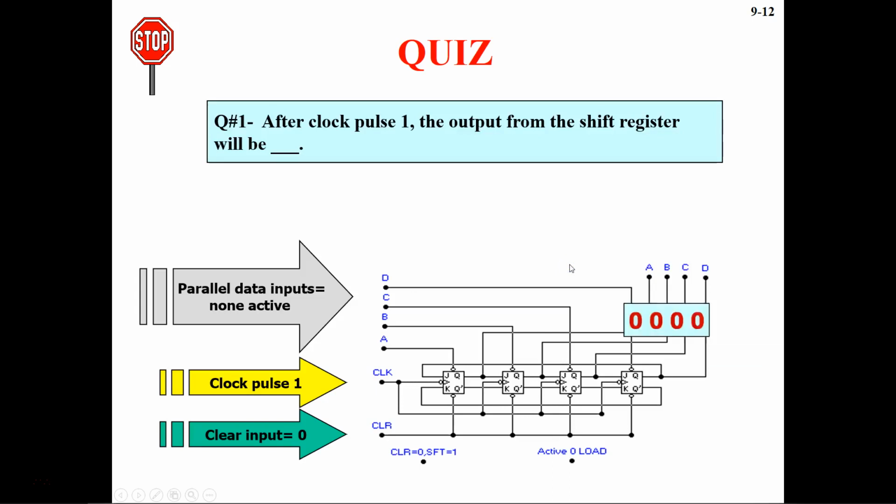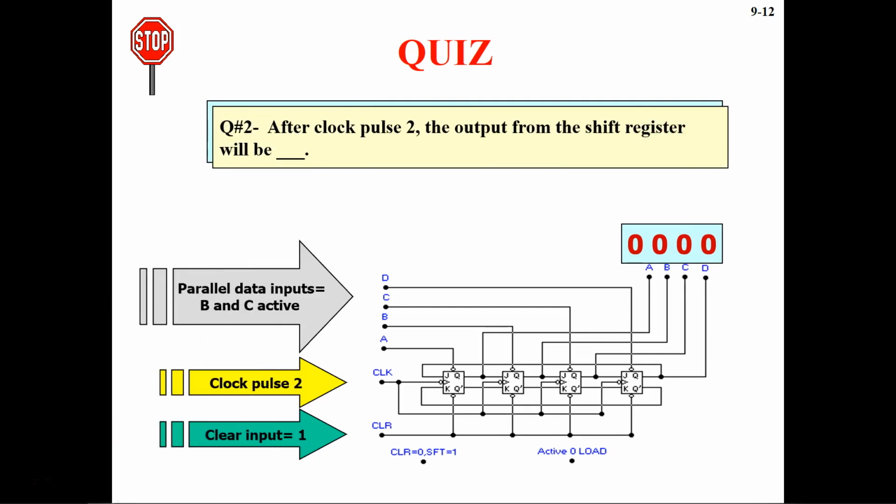Now let's move on to the quiz. After clock pulse 1, the output from the shift register will be, so it is an active low clear. So the clear input is equal to 0, so whatever you give, it doesn't matter. You will always have 0 0 0 0 here.